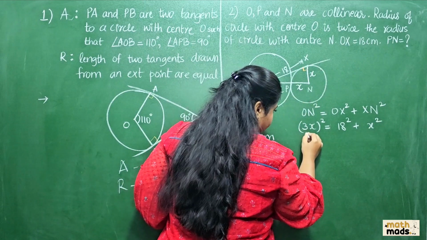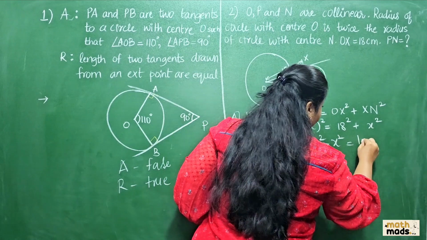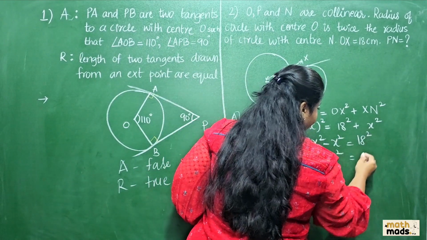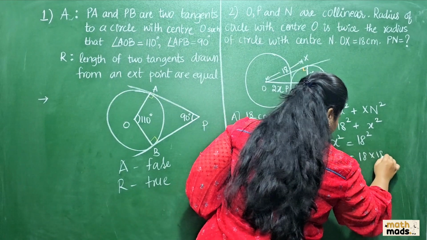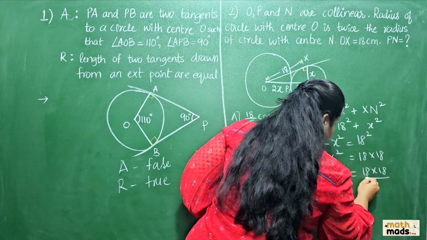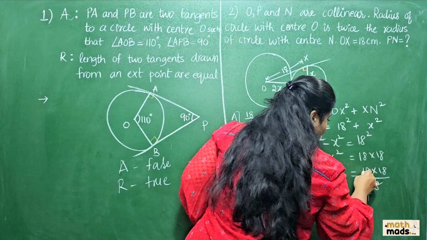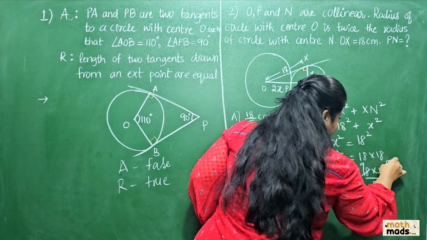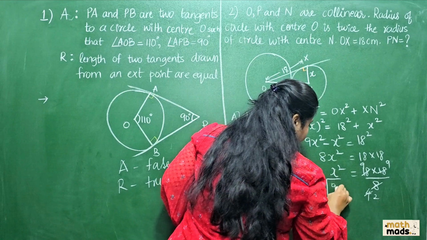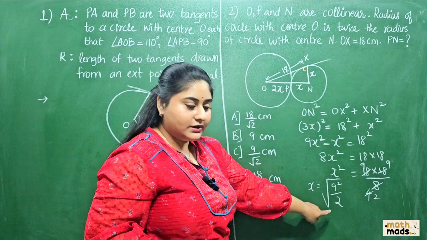Now let me simplify this. 3x whole square is 9x square. Let me bring x square this side, is equal to 18. So 8x square is equal to, sorry, 18 square. So this will be 18 into 18. So x square will be equal to 18 into 18 divided by 8. So let me cancel it out. Okay, 2 4s are 8, 2 9s are 18, again 2 2s are 4, 2 9s are 18. So I can write x as square root of 9 square by 2, that is 9 into 9 by 2, which is nothing but 9 by root 2.